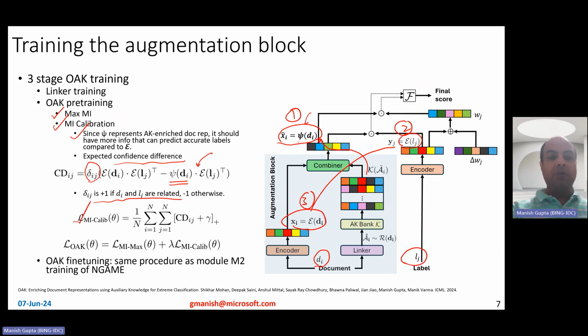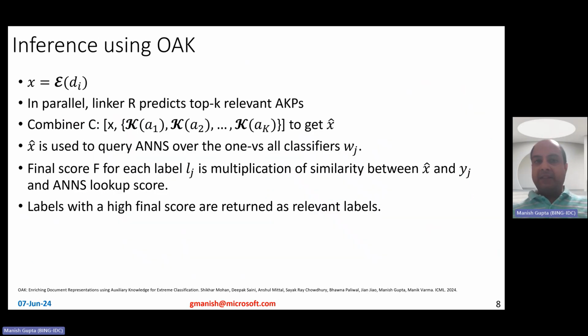Overall, the OAK pre-training stage makes use of these two losses, or if you factor this into further losses, it's optimizing for three losses: the triplet loss between 1 and 2, the triplet loss between 3 and 2, and the calibration loss computed over 1, 2, 3. Now, of course, you also need to do OAK fine-tuning. Once you have done the OAK pre-training, we freeze the parameters in the augmentation block and only train these parameters, the refinement vectors per label, again optimizing the same kinds of triplet losses and thereby obtaining the classifiers WJ. That's how training for OAK is done.